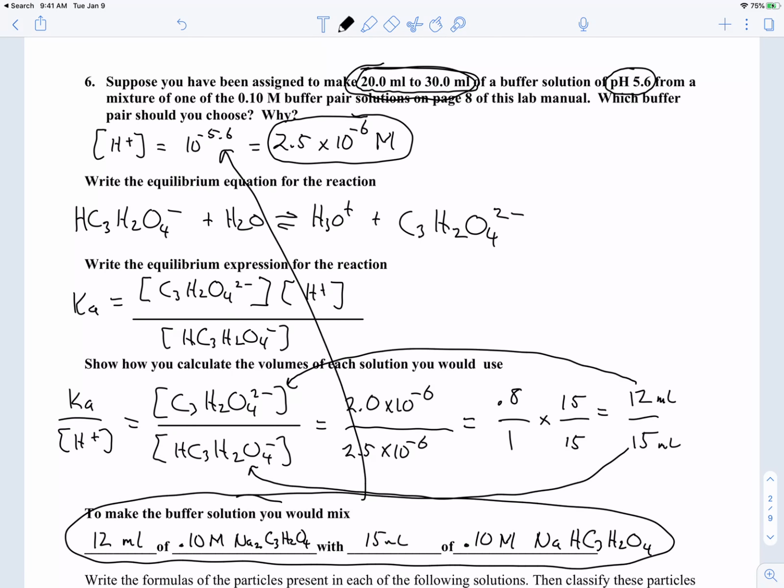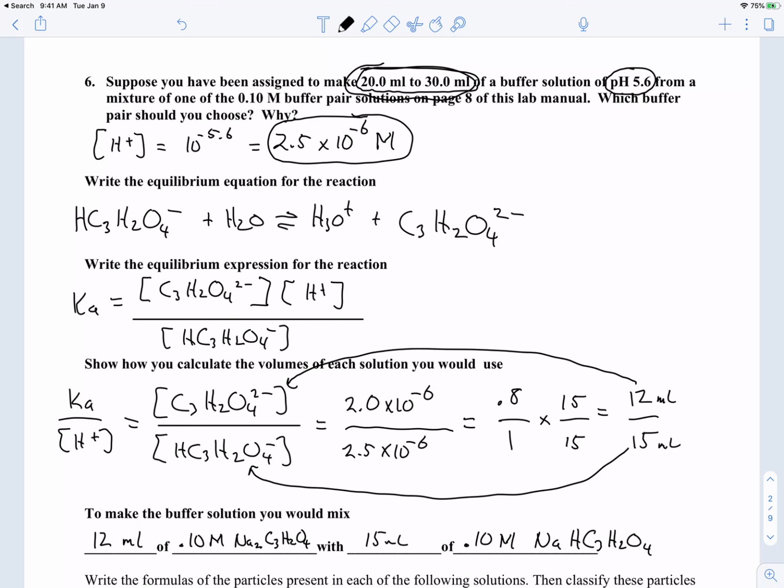Now in this lab, you're going to be asked to create a buffer, and you're going to be given a pH that's different from everyone else's. So you can refer to this example of how to do that.